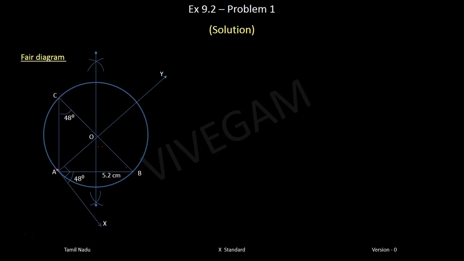How will you find the midpoint of AB? Take a radius which is greater than half the length. In this case, 5.2, half is 2.6, so you can take 3 or 4 centimeters. With a 4 centimeter radius, with A as the center, cut one arc above A and below A. Similarly, with B as the center and the same radius of 4 centimeters, cut the previous arcs, one above, one below.